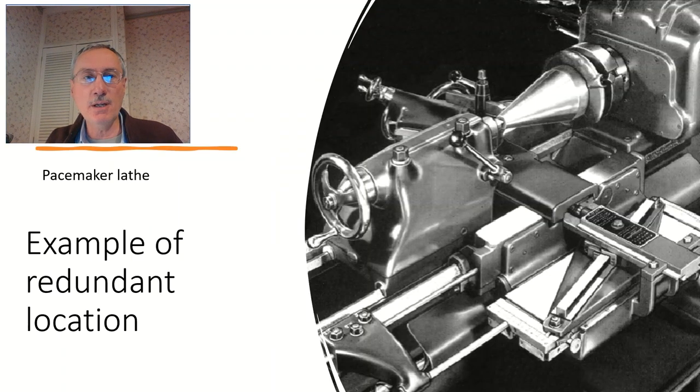And one example of that is a pacemaker lathe. This is an American lathe, I'm sure no longer in production. It looks like it's a 1950s or 1960s design. But if you look carefully, you can see that the two V's supporting the tailstock, there are in fact two V's supporting the tailstock. You can see the covers there on the wiper pads.